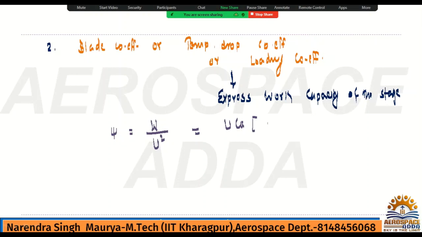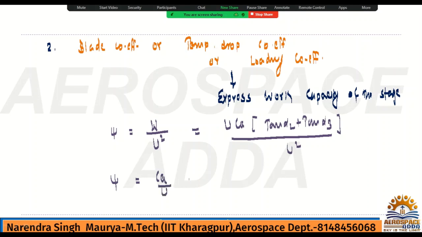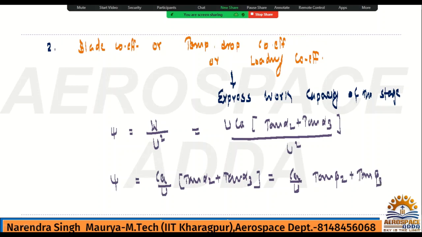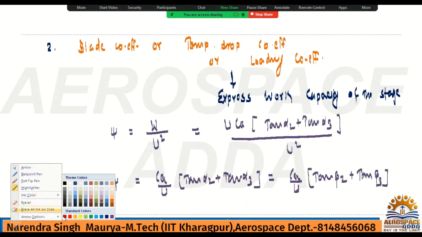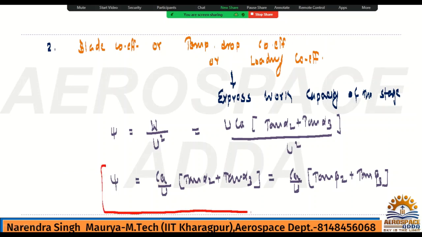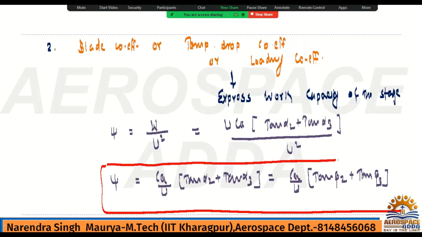It was U CA tan alpha 2 plus tan alpha 3, divided by U squared. So psi is equal to CA by U, tan alpha 2 plus tan alpha 3, or in terms of beta also you can write CA by U, tan beta 2 plus tan beta 3. And why will this parameter be used? This parameter will be used to express the work capacity of the stage.